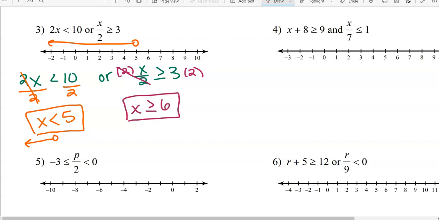All right, so is 6 going to have a closed or open dot? And it's going to go to the right. So does my graph make sense? Yes, we predicted this was going to happen, and it did.